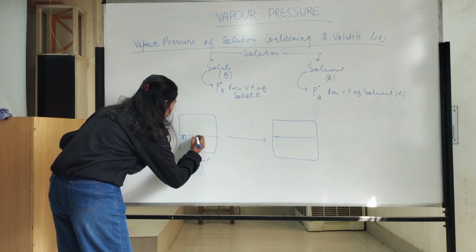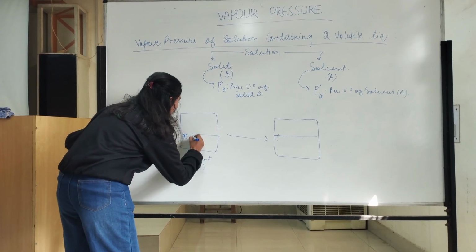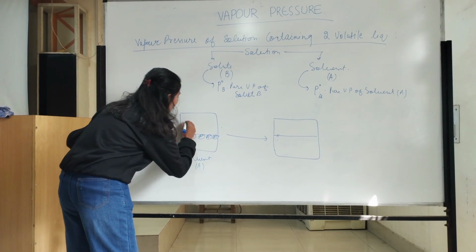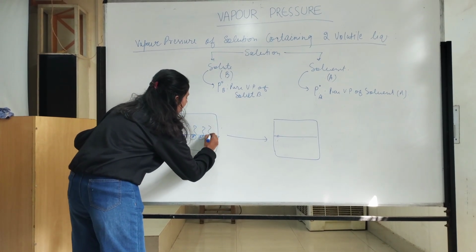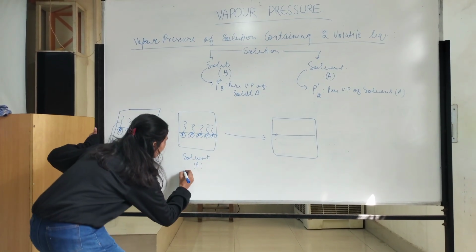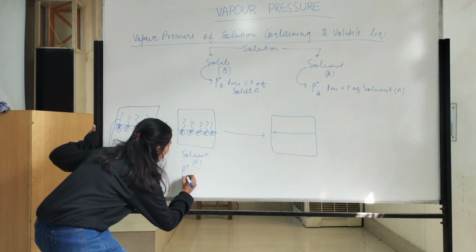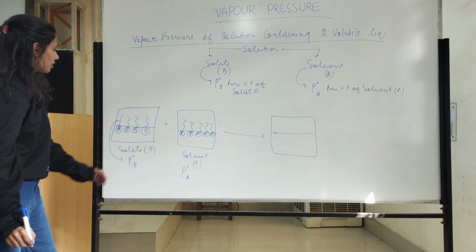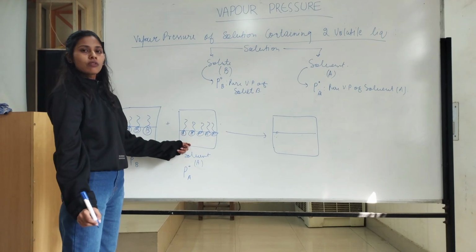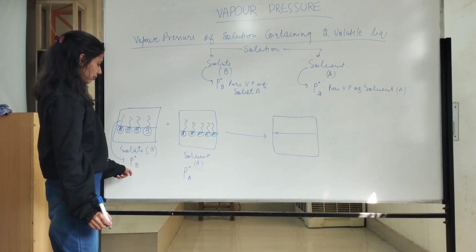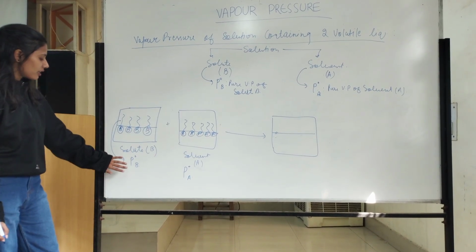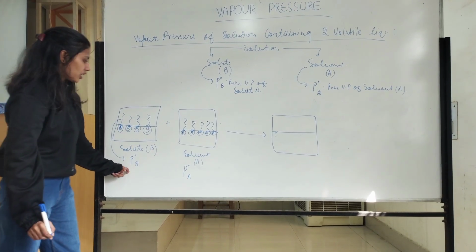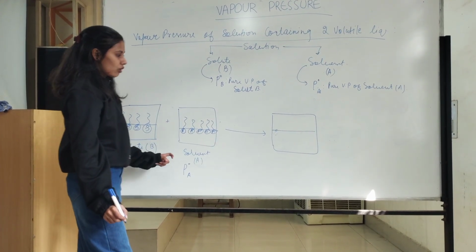Now we will find the vapor pressure of solvent. These are the particles of solvent. They have some vapor pressure, and their vapor pressure is denoted by P naught A. So in pure solute and pure solvent it is easy to find the vapor pressure because there is no mixing. For solute it is P naught B and for solvent it is P naught A.